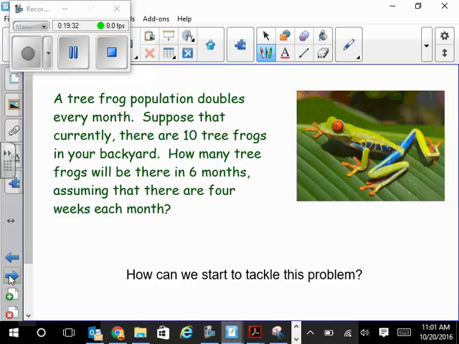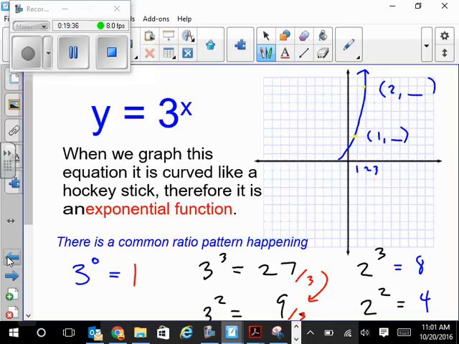A tree frog population doubles. Please circle doubles. They can always say only doubles or triples. What number goes with doubles? 2. If they said triples, it'd be 3, quadruples, 4. They're not going to say quintuples, but it would be 5 if that's a real word. In any case, every month, underline every month, that part's going to be important. Eventually, they have to tell you what it does and how long it takes to do it.